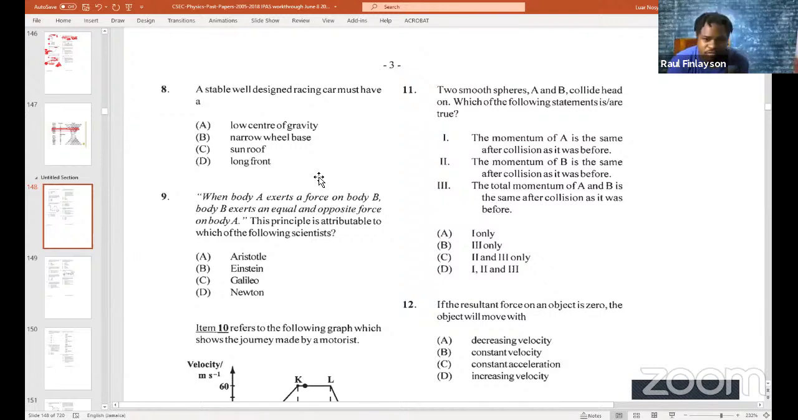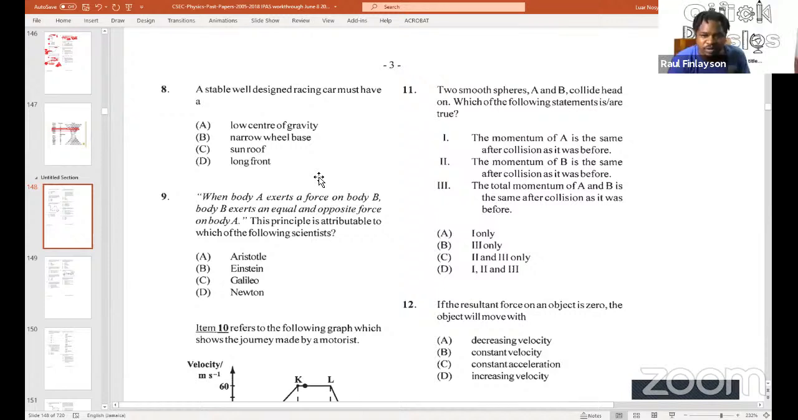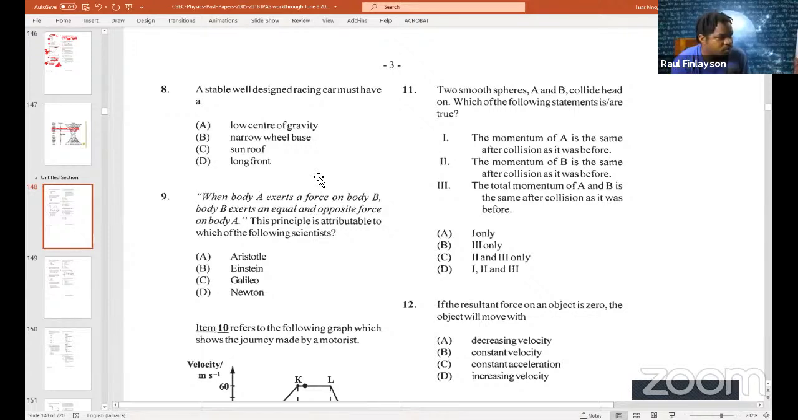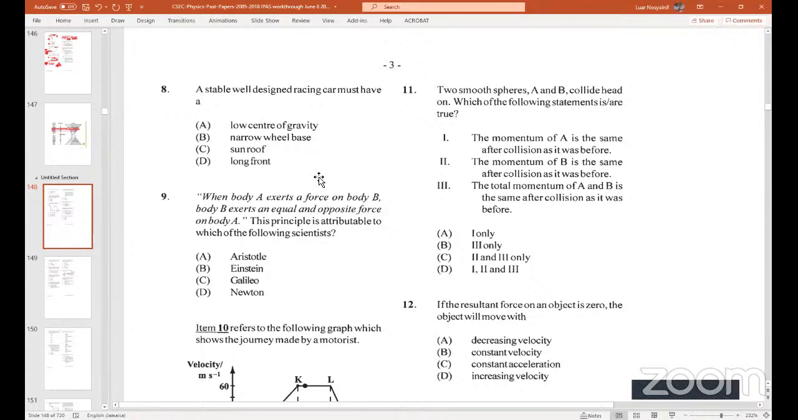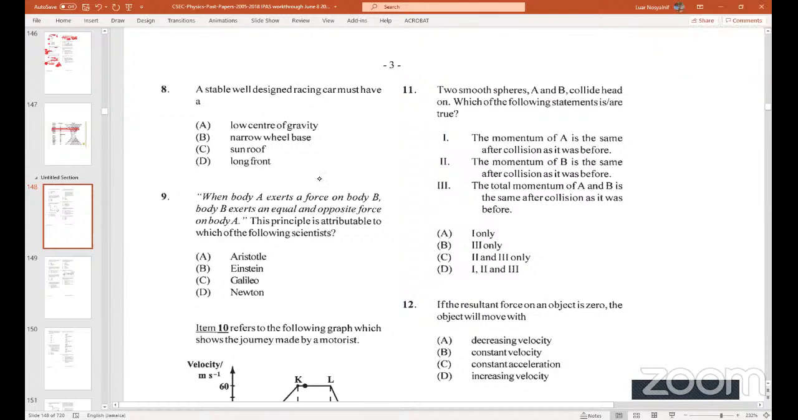Everybody seeing number 8? Yes, sir. All right. So a stable, well-designed racing car must have a what? Which one of these? Yes, sir. A. Everybody saying A. Agreed. All right, so you want to go with A, or low center of gravity.